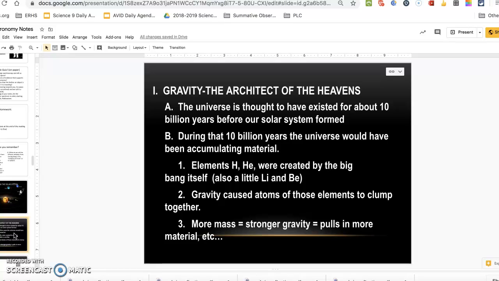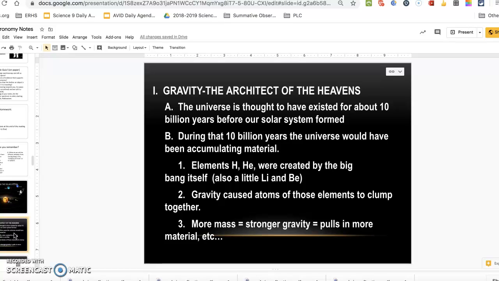So the universe is thought to have existed for about 10 billion years before our solar system, the Milky Way, even began to form. During that 10 billion years, it's not like nothing happened. There was some accumulation of material. Really light elements were actually here from the very start. The Big Bang itself generated enough energy to fuse particles together to get hydrogen and helium, and then possibly even lithium and beryllium.